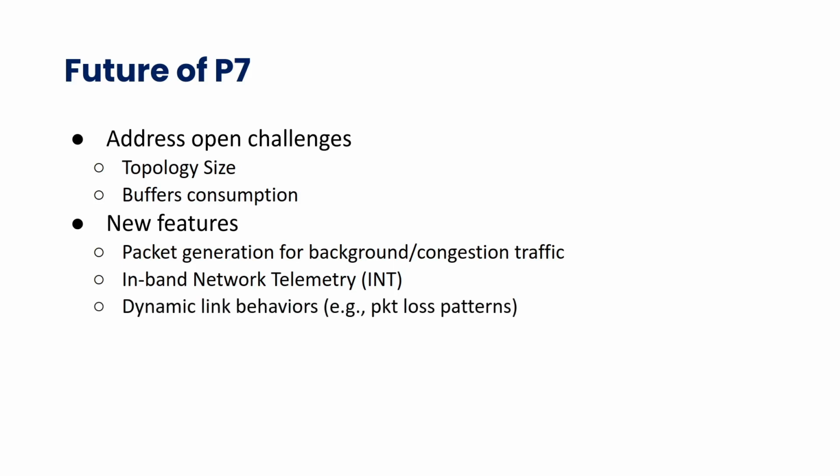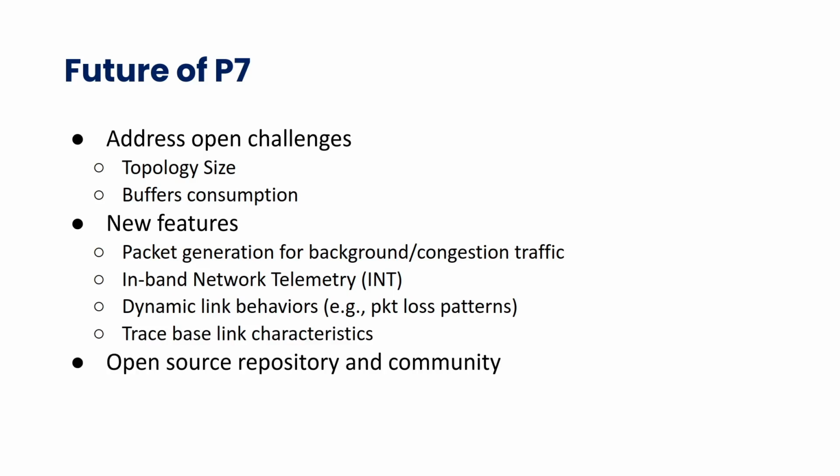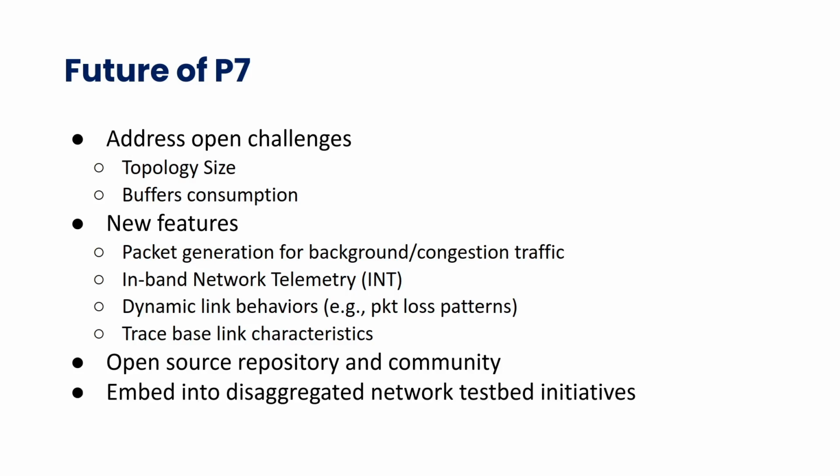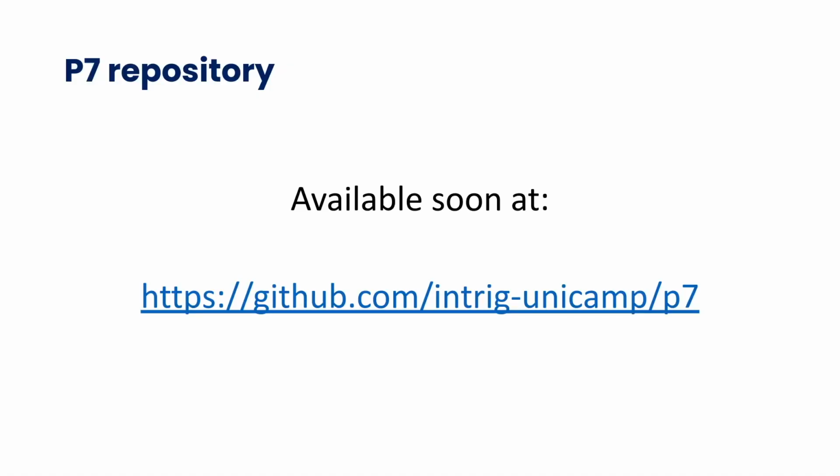Dynamic link behaviors. We can add different packet loss patterns to have realistic characteristics of the metrics, and trace-based link characteristics. Another important part of the P7 is the open source code and the community that we want to start. We are also thinking of embedding into disaggregated network testbed initiatives to have more characteristics inside the P7, to give more power to the topology emulation and the characteristics that can be done inside the P7. The P7 repository is going to be publicly available soon, so please check this link in the next weeks.